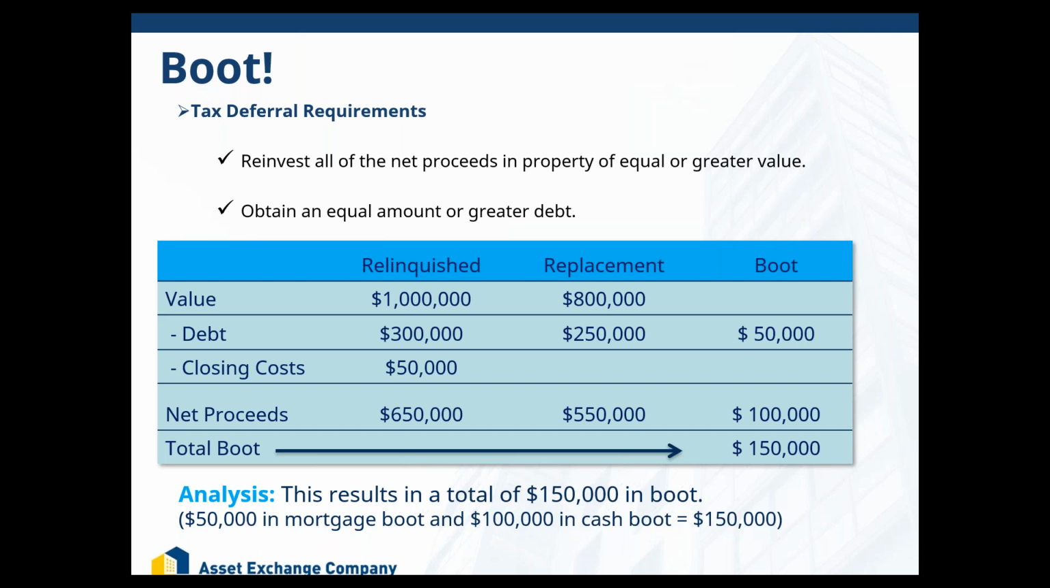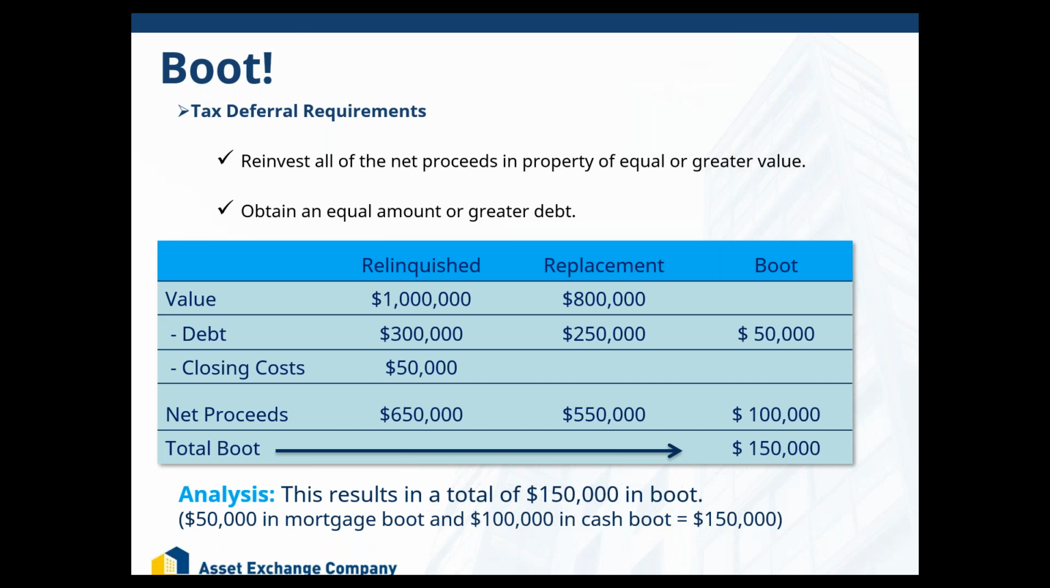Now, it doesn't mean you can't do a 1031 exchange. It just means that instead of getting a full deferral, you're going to get what's referred to as a partial deferral. Now, partial, why? Because you're going to be paying some taxes on that $100,000, right? Now, typically the tax you pay on that cash boot, the $100,000, is going to be significantly less than if you just sell the property outright and don't do any type of 1031 exchange.